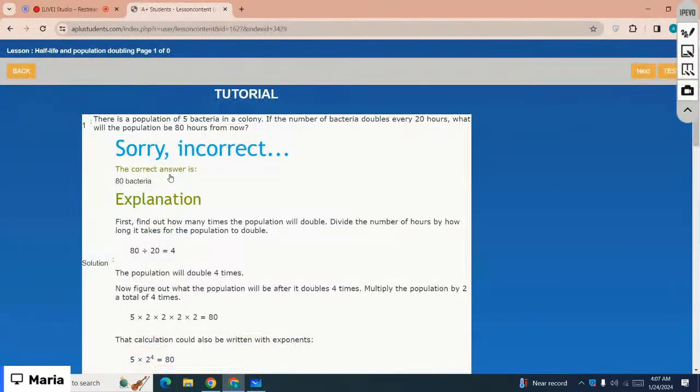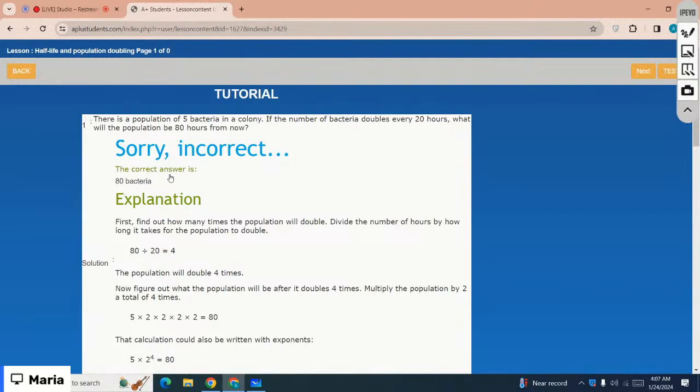There is a population of 5 bacteria in a colony. If the number of bacteria doubles every 20 hours, what will the population be 80 hours from now? So after every 20 hours, the bacteria are doubled, right? So what will the population be 80 hours from now? You have to calculate the number of bacteria you have after 80 hours.